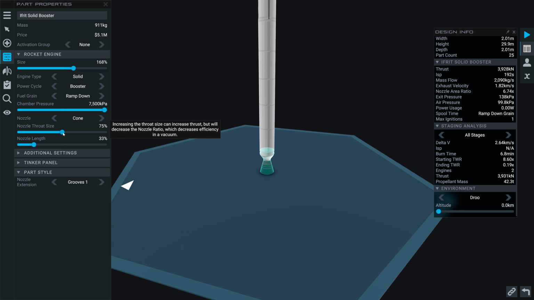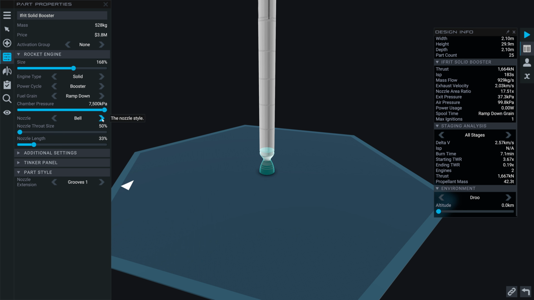Now the throat size. So that will increase thrust. Our thrust is way higher than it needs to be, to be honest, and I want this to be in ramp up mode, I think. Maybe ramp down is right. I'm just looking at this ending thrust to weight, which is quite low. But this isn't changing the ending thrust to weight.